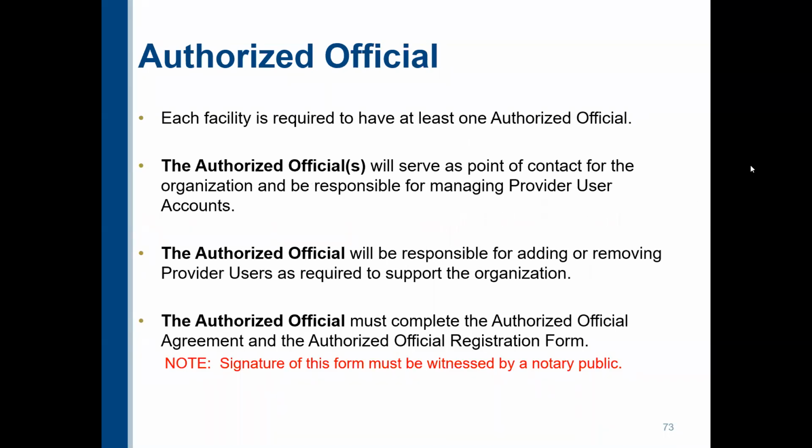Each facility is required to have at least 1 authorized official. This person is going to serve as that point of contact for your organization and will be responsible for managing provider user accounts. They'll add or remove provider users as required to support your organization. And in order to do so, they must complete the authorized official agreement and the authorized official registration form. Just a note that the signature of this form must be witnessed by a notary public, again, for security reasons.